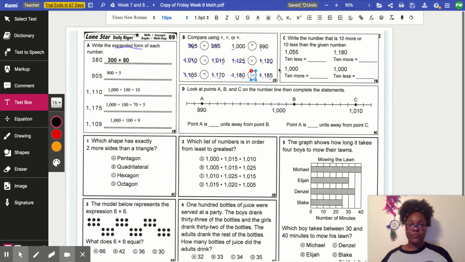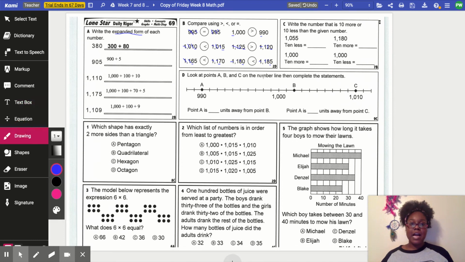Letter C. Write the number that is 10 more or 10 less than the given number. So what I'm going to do is I'm going to look in the tens place of a number. So I'm going to go ahead and I'm going to underline the tens place in all of these numbers.